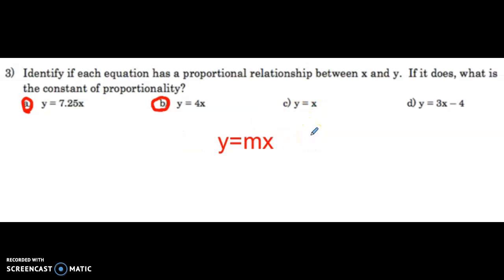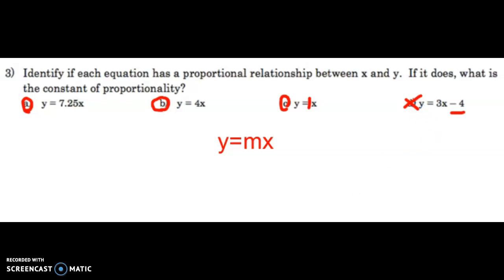For C, if it seems like it's not in the form y equals mx, that's because it doesn't seem like it has the m in the equation. So we just have to remember that there's an invisible coefficient of 1 because 1 times x is just x. And then for D, we're close, but we've got this constant of -4, or we're subtracting 4 from x, so we do not have a proportional relationship in D.